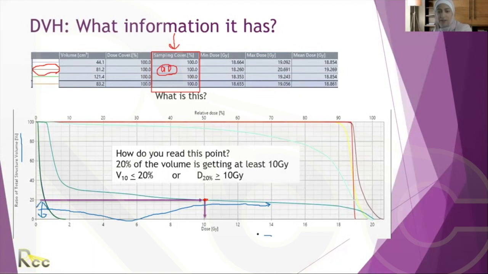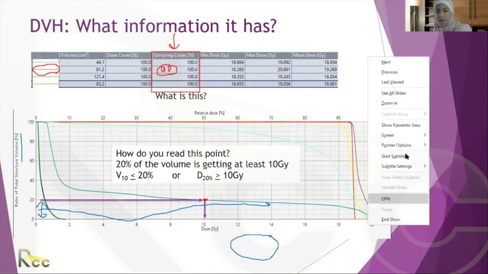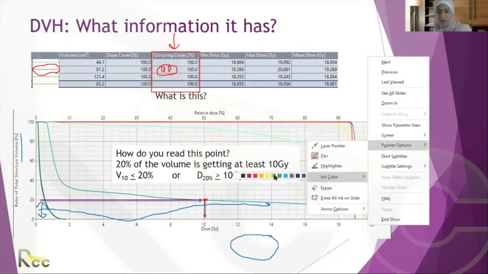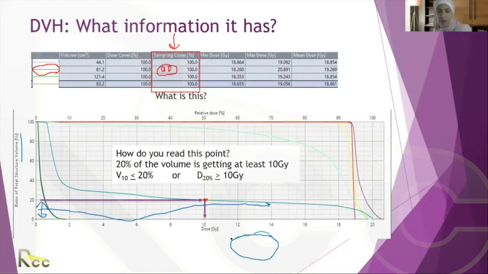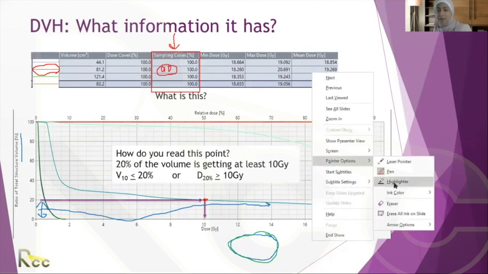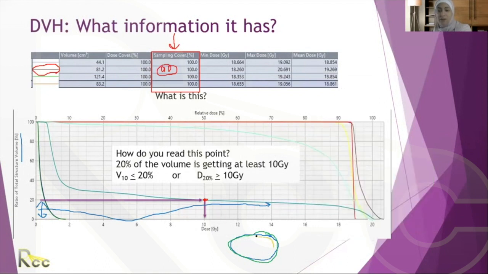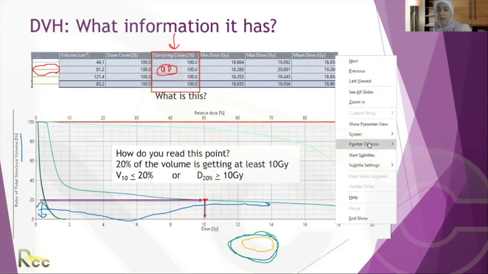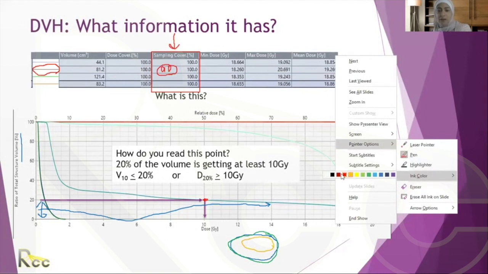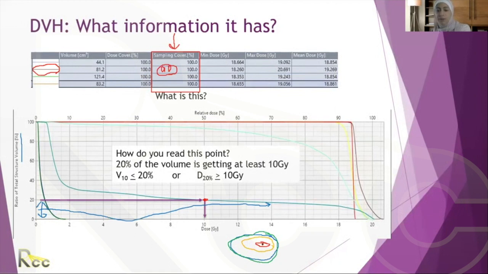Here's an example. Let's say I have this organ, and I have 10 gray surrounding it. So 10 gray is covering my organ. That's good. But what's inside the 10 gray? I could have 12 gray, and maybe also inside this I could have 18 gray, and so on up until the maximum point. I see 10 gray being the dose covering the entire volume, but inside I have higher and higher doses, of course with lower volume.